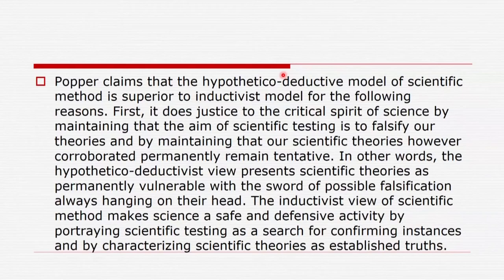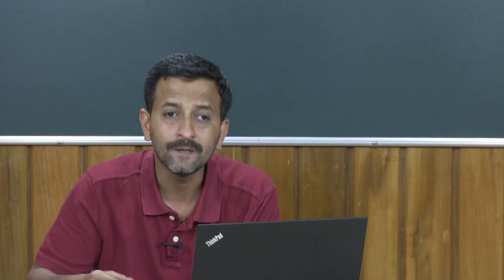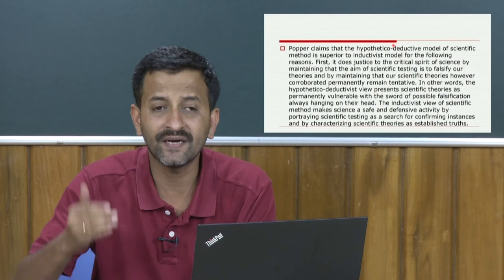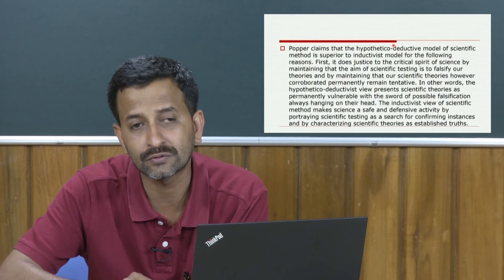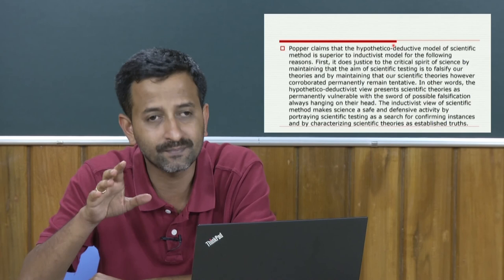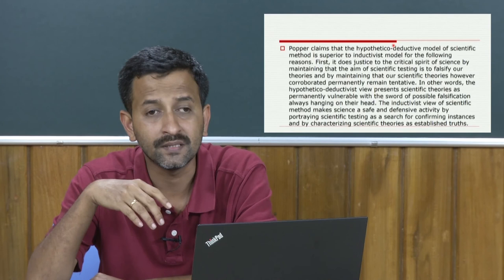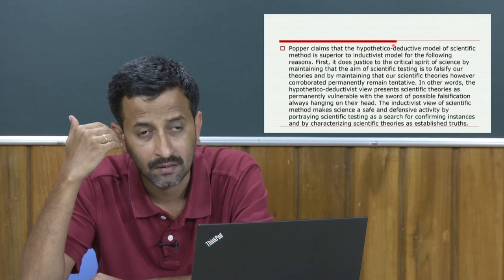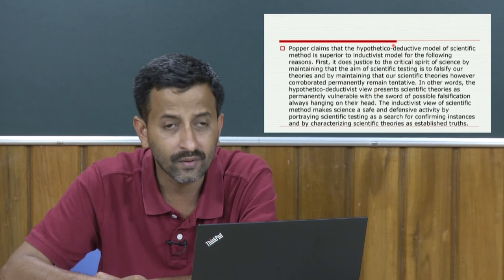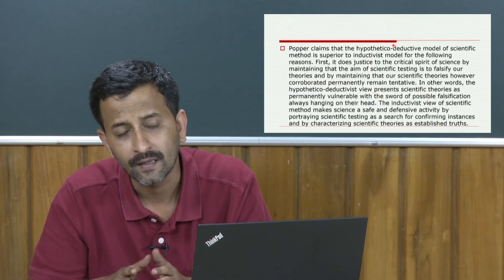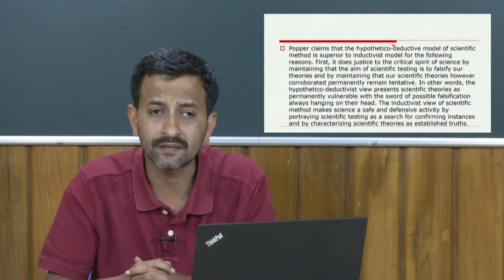Okay? The inductivist view of scientific method makes science a safe and defensive activity by portraying scientific testing as a search for confirming instances, and by characterizing scientific theories as established truths. Whereas Popper was trying to keep his hypotheses, his conclusions, quite open. They may be rejected. Even if they are corroborated under certain limiting conditions, there is a possibility of their rejection in the future under certain other limiting conditions. That is why whenever we make generalizations, whenever we make conclusions in the Popperian schema, they must be kept permanently tentative.